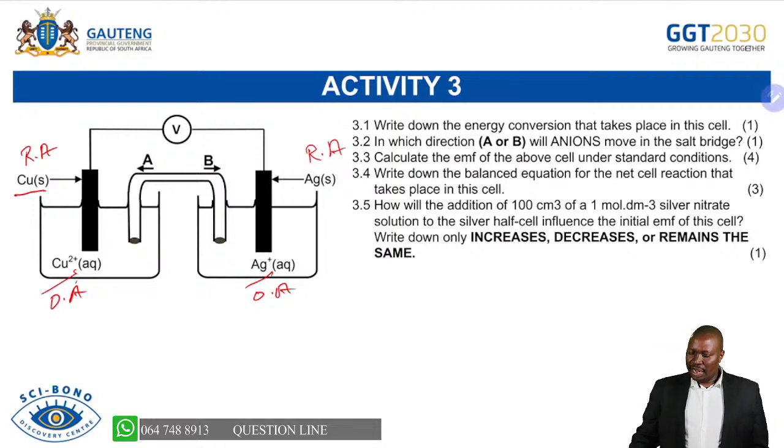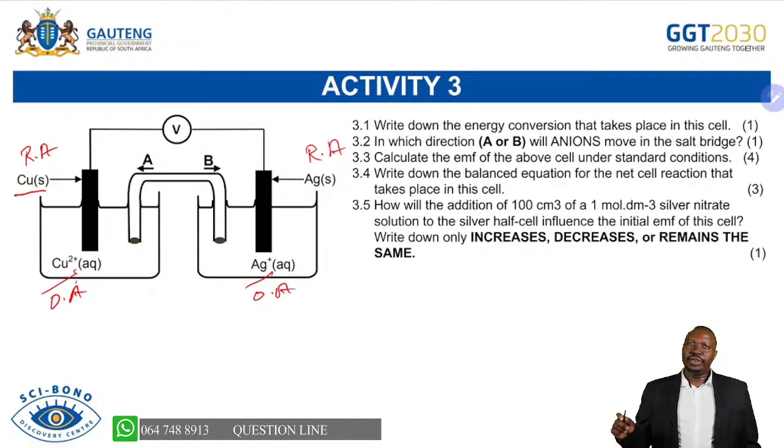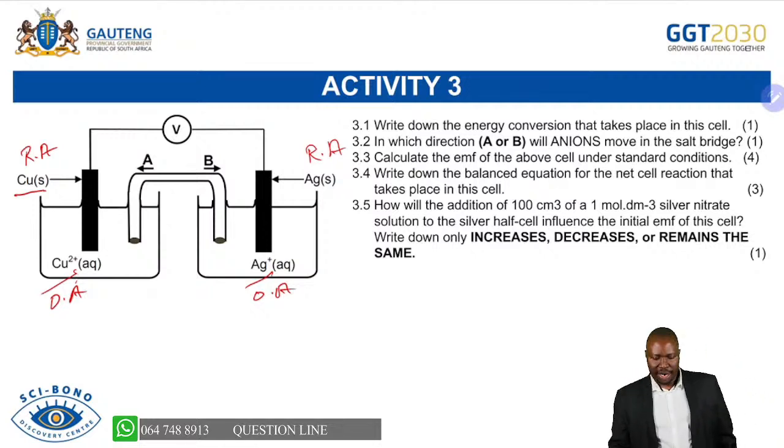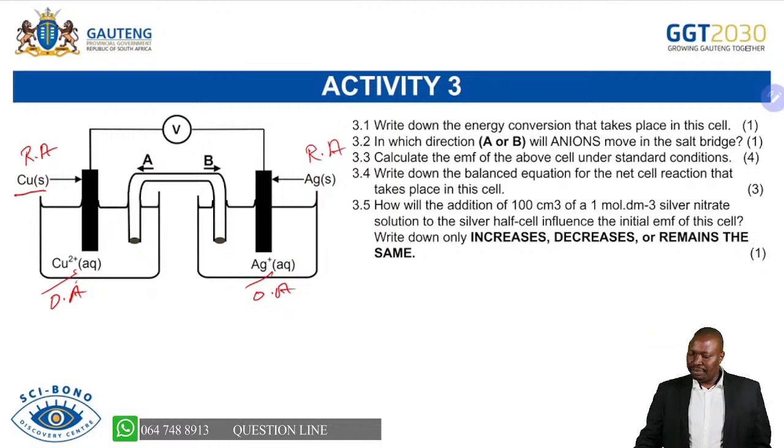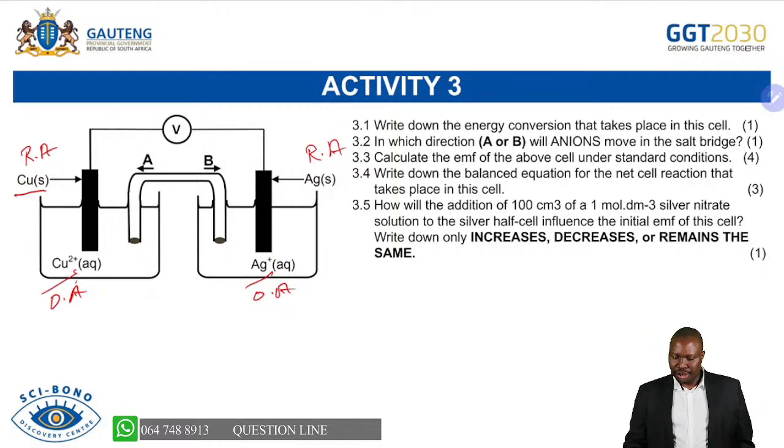Remember, I said the anions always move to the anode. So the main thing is, if you know the anode, you will know the anions will move to the anode. And then the third question was: calculate the EMF of the above cell under standard conditions.